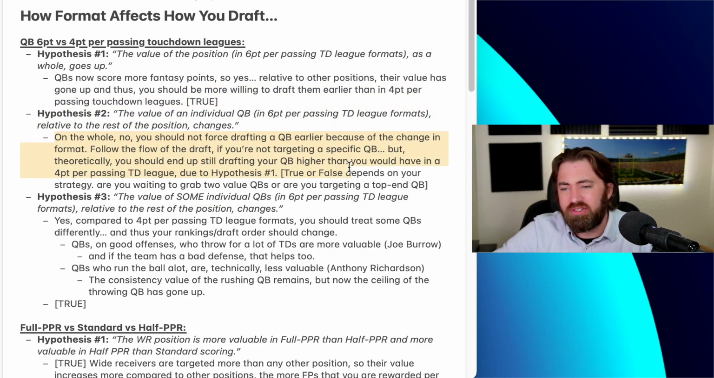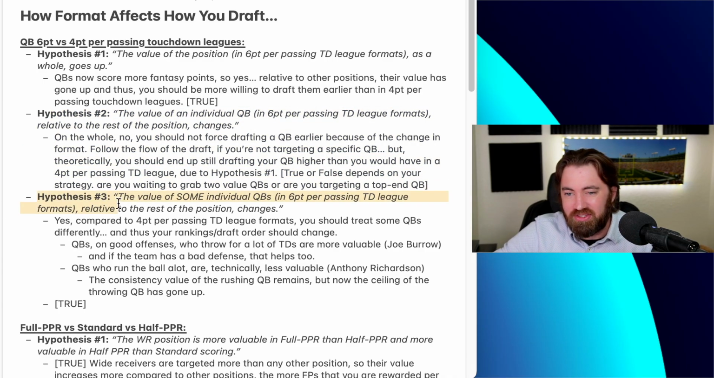So true or false? It's going to depend on your draft strategy, I would say, ultimately here. Are you willing to grab 2 value quarterbacks later? Are you going to just follow the flow of the draft? Or are you targeting a top-end quarterback? Because in that case, yes, then you're going to need to draft that quarterback earlier than, once again, just like stated in hypothesis number 1. I know I'm very much splitting hairs here, and this might be a little bit confusing, and maybe I should have just left that out.